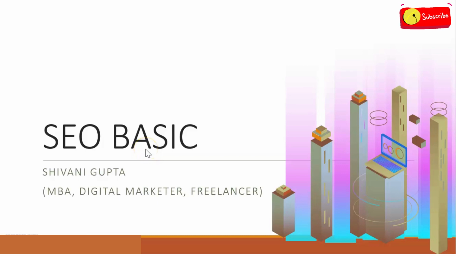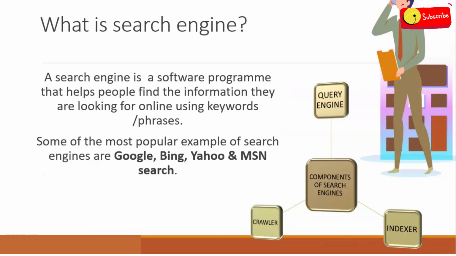I'm a digital marketer, and today we are going to start an SEO series, and this is our first introductory video. So first of all, we have to know what a search engine is and how it works. Basically, a search engine is a software program that helps people find the information they are looking for online using a simple keyword or phrase.